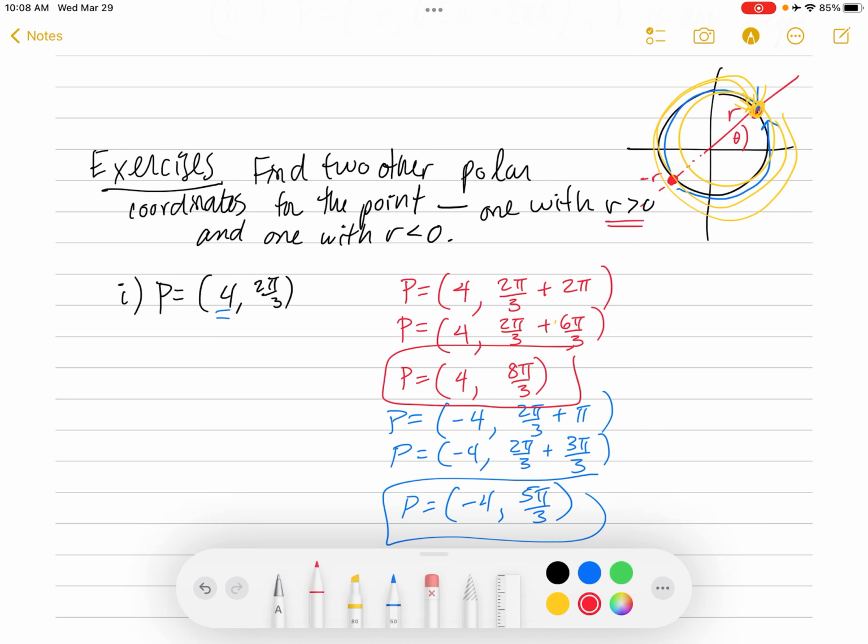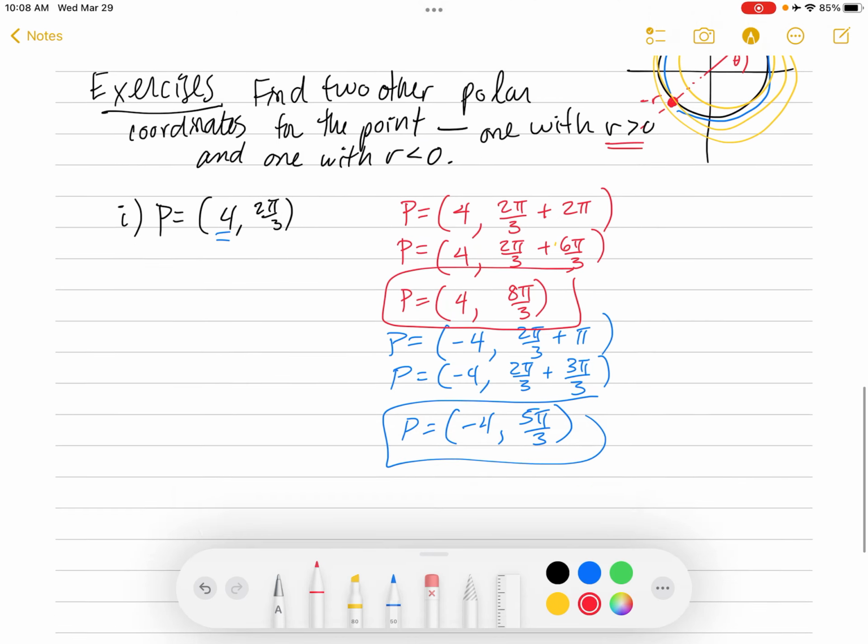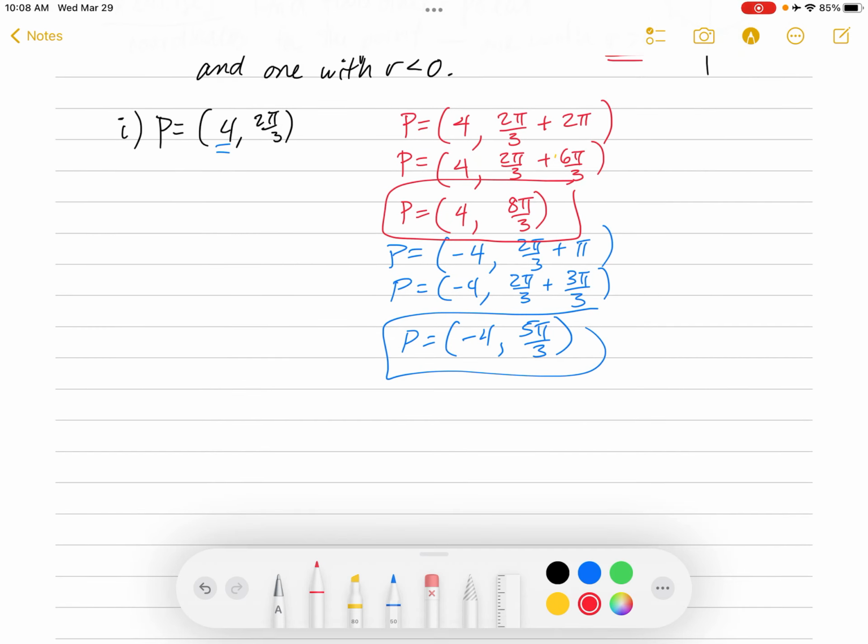So here are two ways, the red one that's boxed in and the blue one that's boxed in, to rewrite our point P. Two additional ways to write it. One with a positive r value of 4 and one with a negative r value of negative 4.